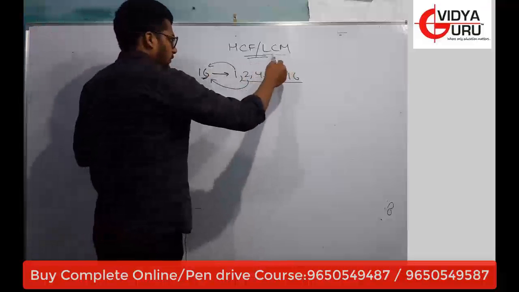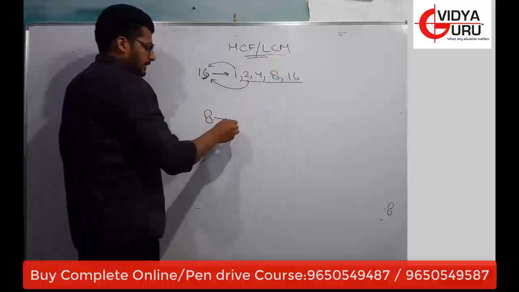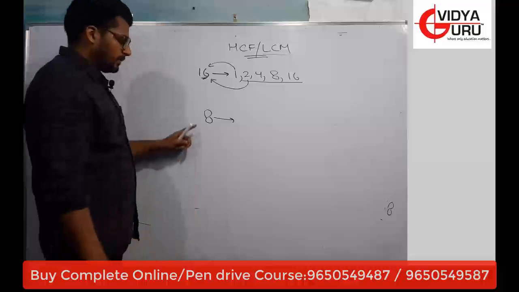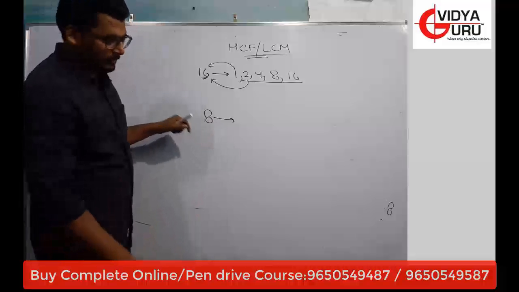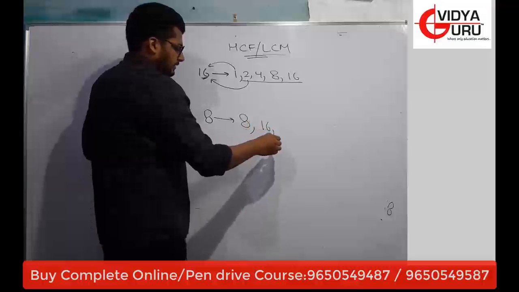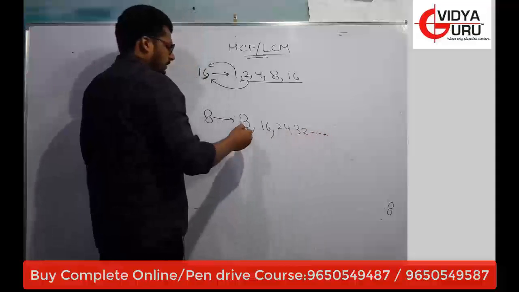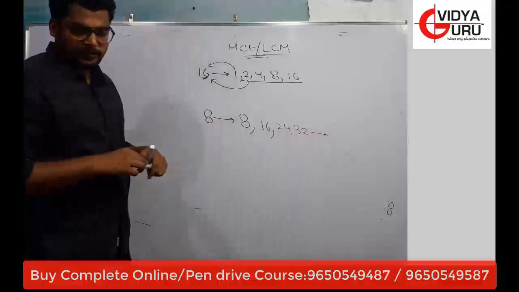And what is LCM? Lowest common multiple. What is a multiple? Suppose I am taking 8 as a number. Its multiples are 8, 16, 24, 32. So these are multiples and those are factors.